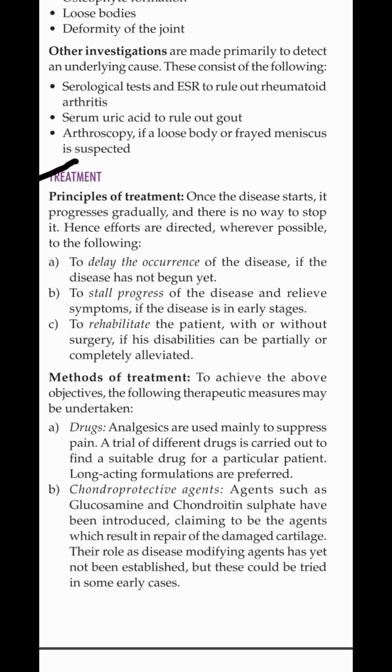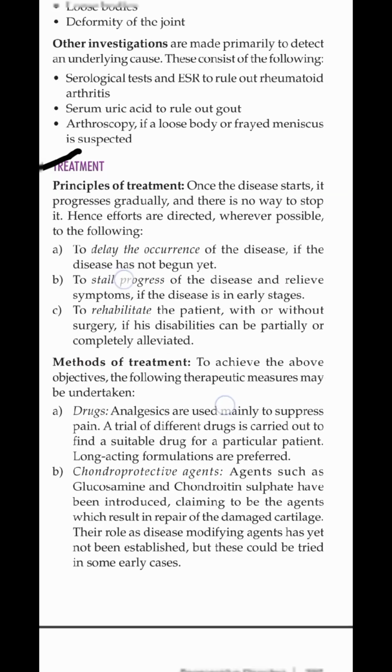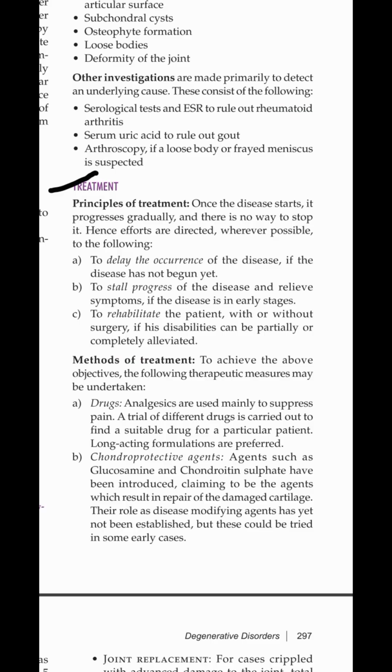First, to delay the occurrence of the disease if the disease has not yet occurred. Second, to stall the process of the disease and relieve the symptoms if the disease is in the early stages. Third, to rehabilitate the patient, with or without surgery, if his disabilities can be partially or completely alleviated. So, what are the methods of treating the osteoarthritis patient? To achieve the above objectives, the following therapeutic measures may be undertaken.